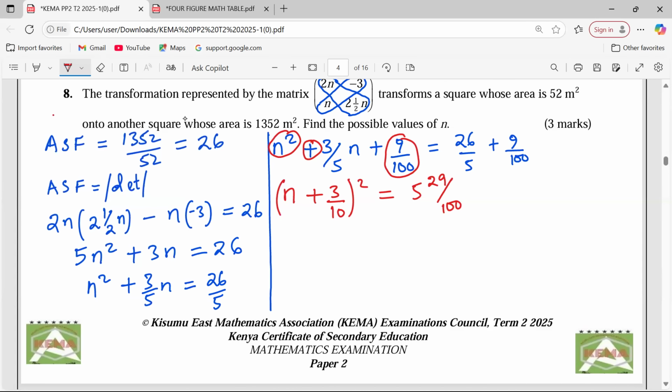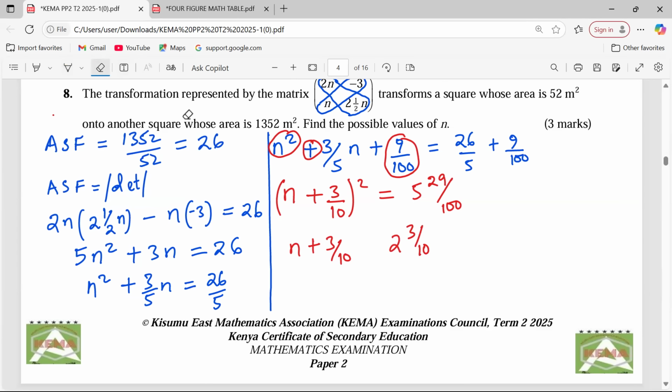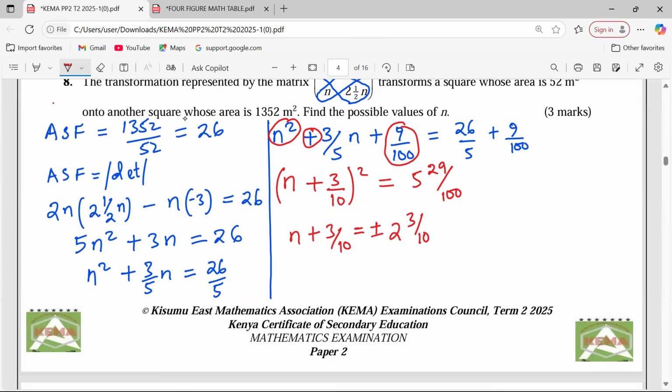Okay, I take square root to both sides. n plus 3/10 equals to, I take square root now for both sides. So square root for both sides gives us 2 and 3/10. Yeah, 2 and 3/10. But now, this value of the square root on my right-hand side can either be plus or minus. So we have two options on the right-hand side.